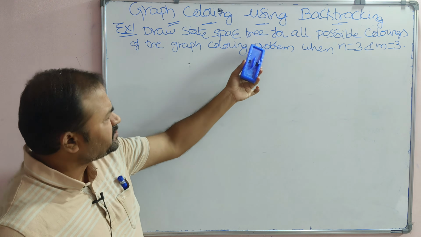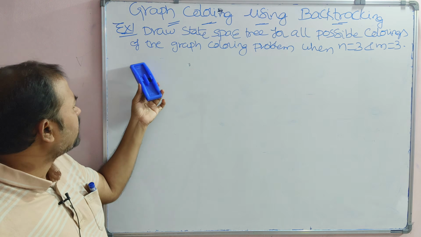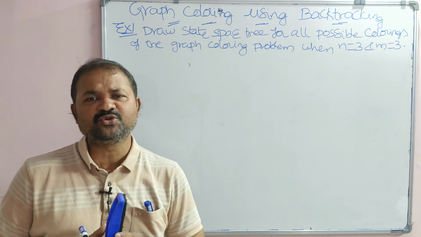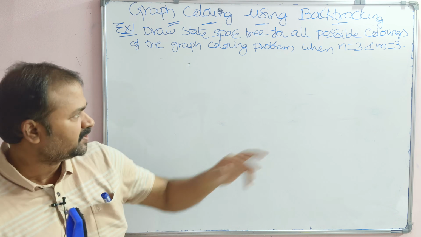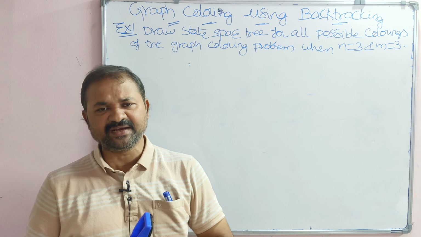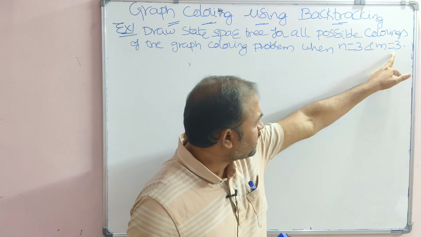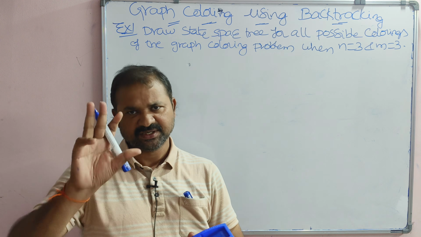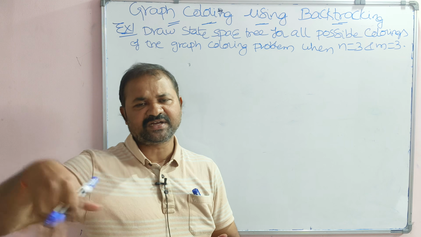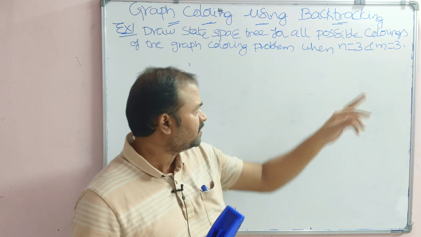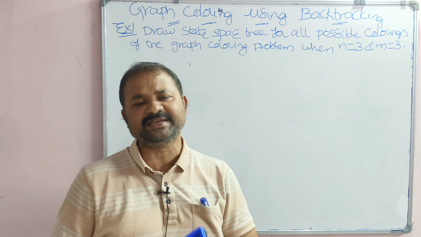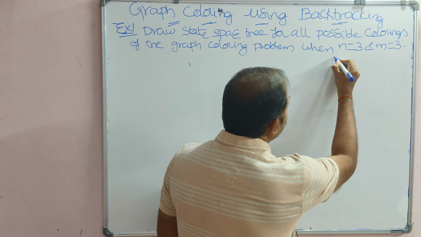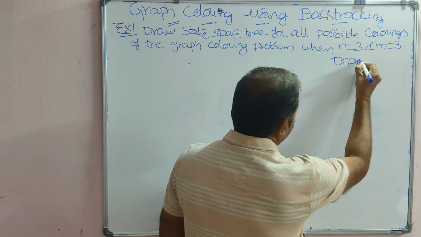Draw the state space tree for all possible colorings of the graph coloring problem when n equals 3 and m equals 3. So 3 vertices are given and the m value is given. So maximum we can use 3 colors for coloring the vertices of the graph. Here the number of vertices is 3, so it is better to take a triangle graph.